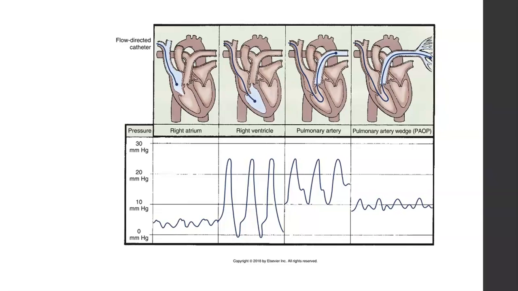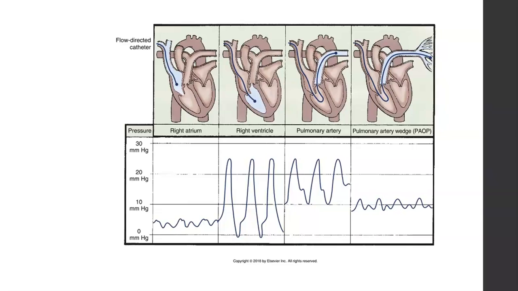So we inflate the balloon prior to passing through the tricuspid valve, and that cushions the tip, which will cause less myocardial irritability, so fewer ventricular arrhythmias, in other words. And it assists the catheter to float with the flow of blood from the right ventricle to the pulmonary artery.